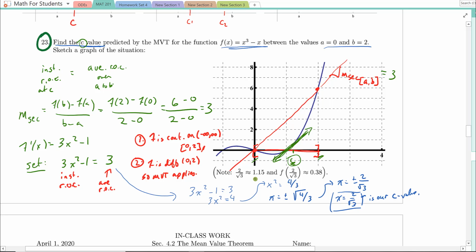If you want a decimal approximation on that, you would find that 2 over the square root of 3 is approximately 1.15, which fits with where it looked like our c value was on the original problem.